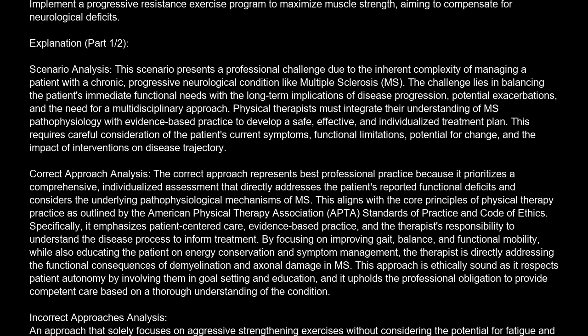Incorrect approach analysis. An approach that solely focuses on aggressive strengthening exercises without considering the potential for fatigue and exacerbation in MS would be a regulatory and ethical failure. This disregards the pathophysiological hallmark of fatigue in MS, which can be exacerbated by overexertion, leading to functional decline and potential harm. This violates the principle of do no harm, non-maleficence, and fails to adhere to evidence-based guidelines for MS management, which advocate for graded exercise and energy conservation.